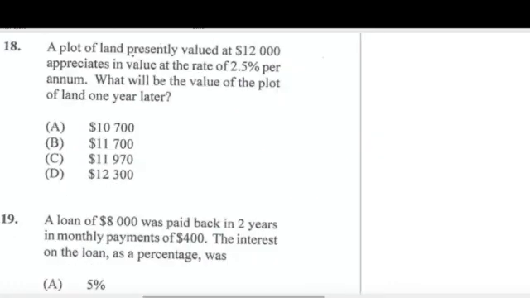Okay, so number 18. A plot of land is presently valued at $12,000 and appreciates. That means it gets more expensive, right? In value at a rate of 2.5%. So what I'm going to do is find 2.5% of 12,000. What will the value of the plot of land be 1 year later? So 2.5% of 12,000, that will give me, let's see, I have to do 120 times 2.5.